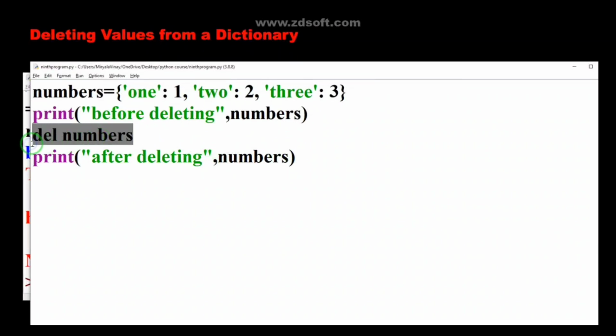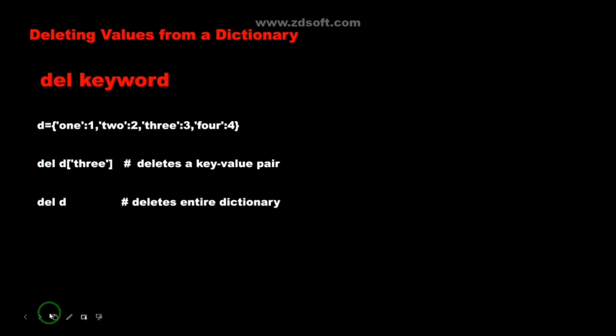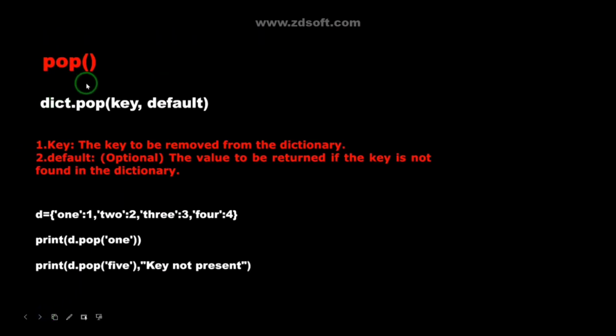Okay, coming to the next method, that is the pop method. As you can see, the syntax is dict.pop of key and default value. It consists of two arguments. First one is key and second one is default. The default is optional, you can use it or not. So let me show with an example here. We have a dictionary d equal to something, and when I try to print d.pop(1), it will return the value that has been deleted.